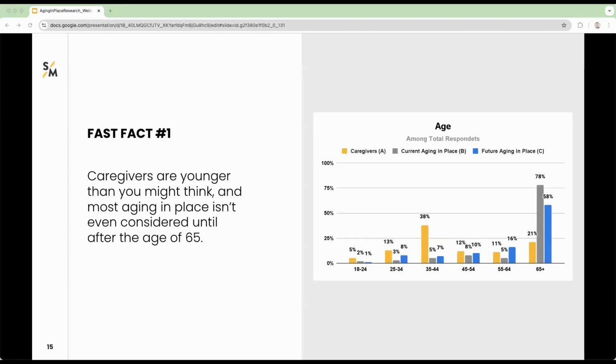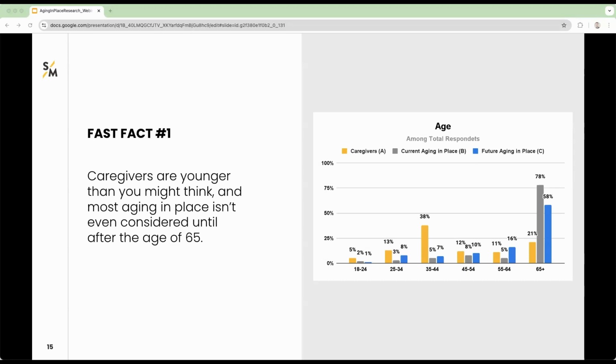So when you think of caregivers, you may picture someone in their 50s or maybe their early 60s taking care of an elderly parent. But our first fast fact actually touches on a reality that more than half of the US caregivers are under the age of 44 right now. That means that our approach to caregivers needs to feel as relevant to young Gen X and millennial audiences as it does to older demographics.